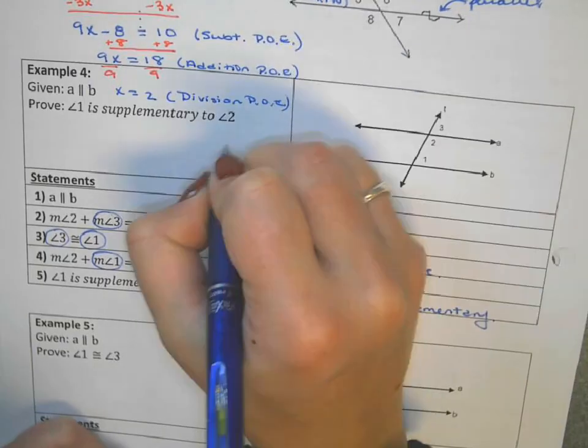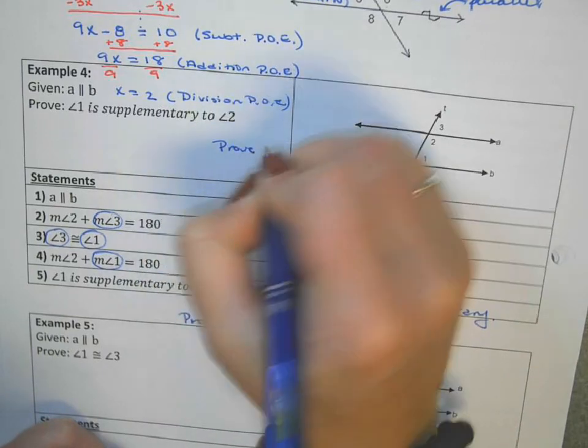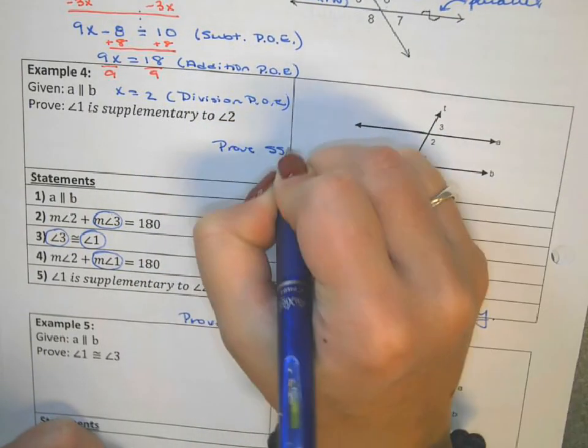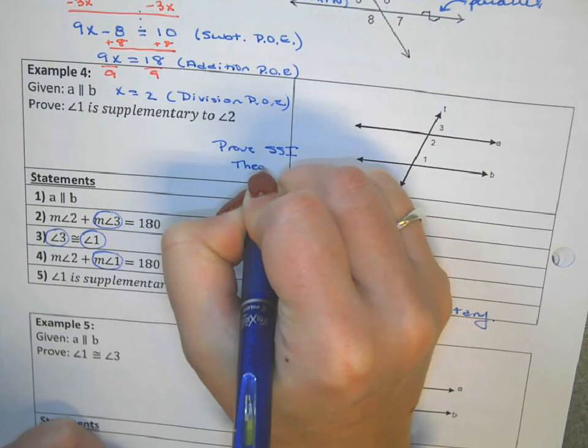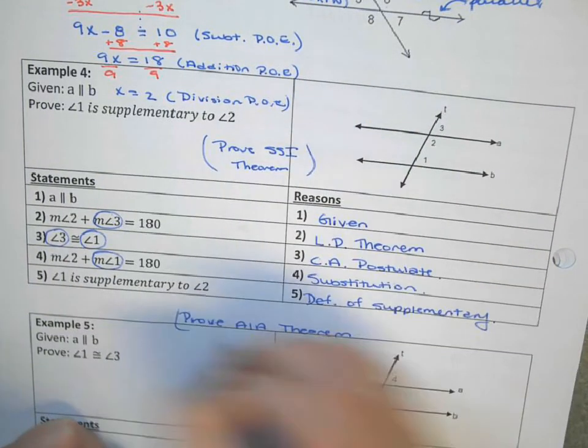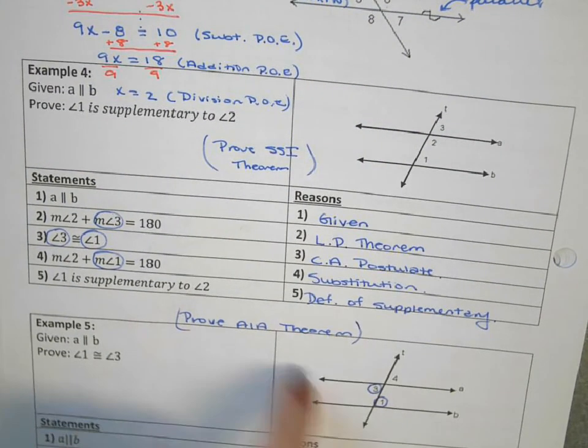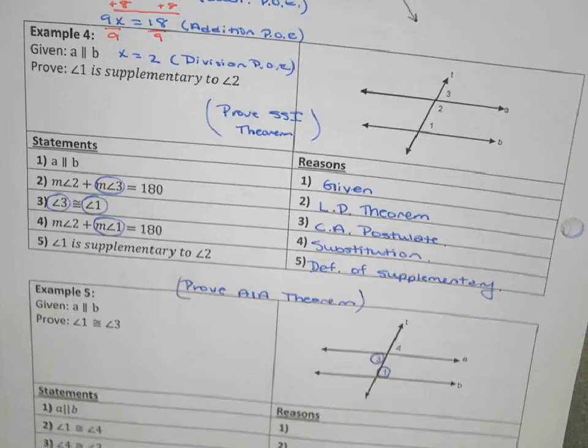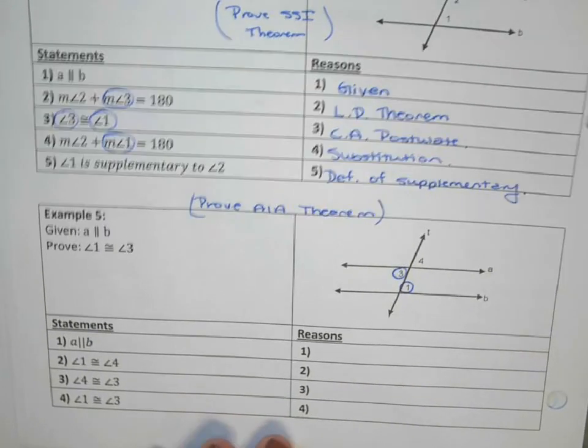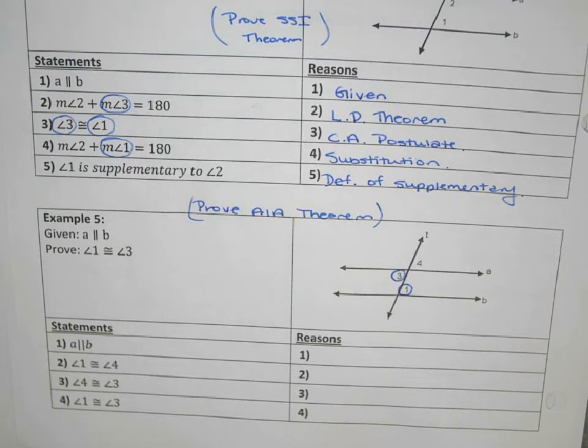Here we were proving the SSI theorem. And if we're proving those theorems, you'll never see the AIA theorem in our reasons, because that's what we're proving. Okay, but that is the theorem that we're right now proving. All of these theorems that we've talked about have a proof.